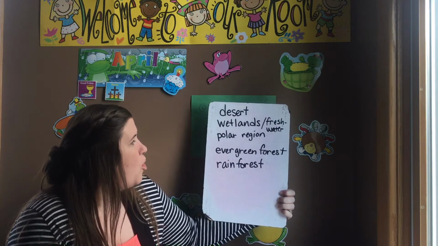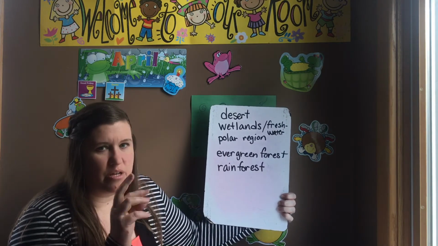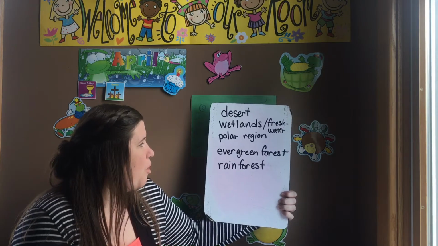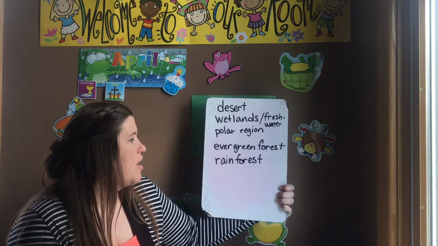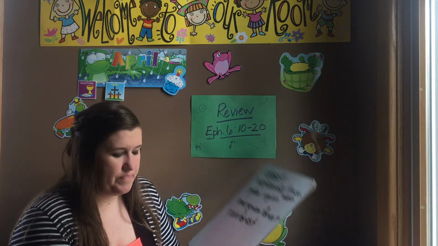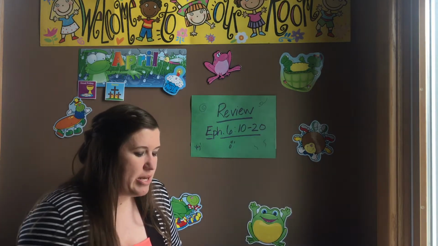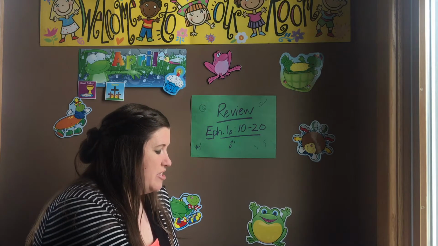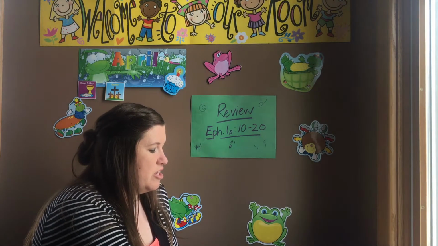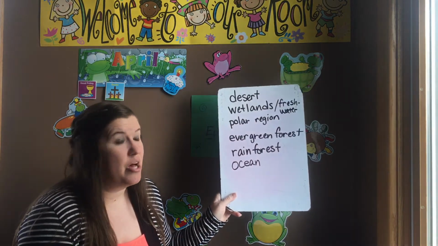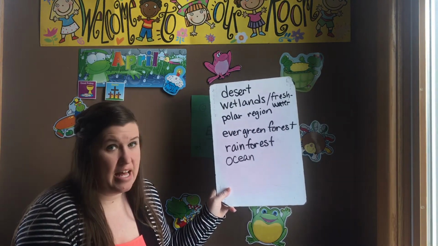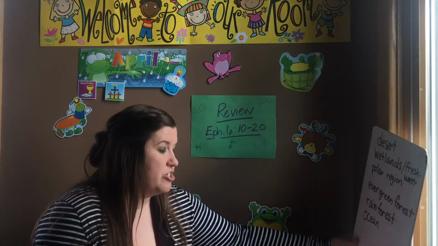The desert, wetlands, which can also be kept with fresh water, polar region, evergreen forest, and rainforest. I am also going to allow you to do the ocean habitat. So any of those habitats are what we're researching.